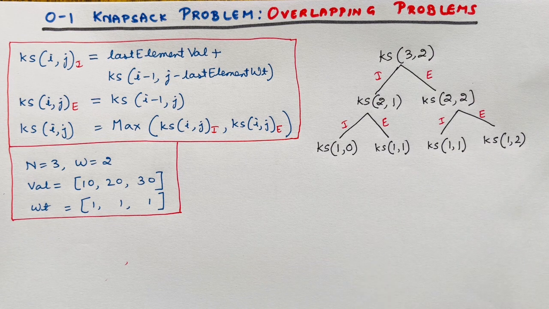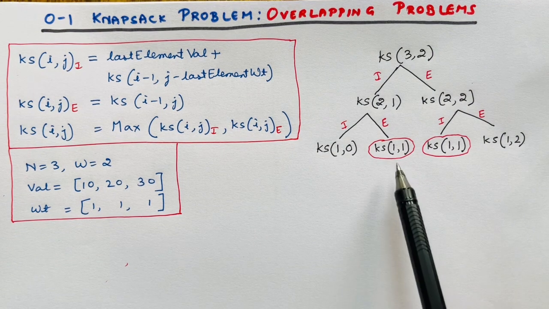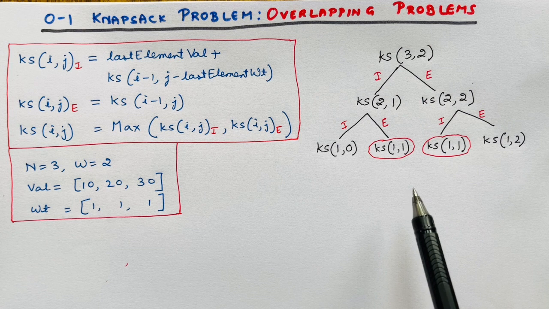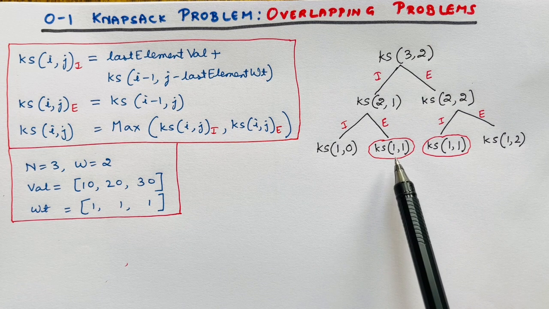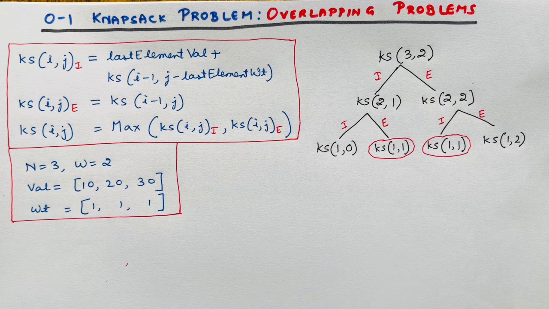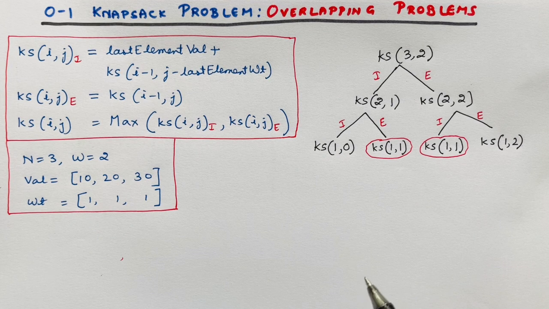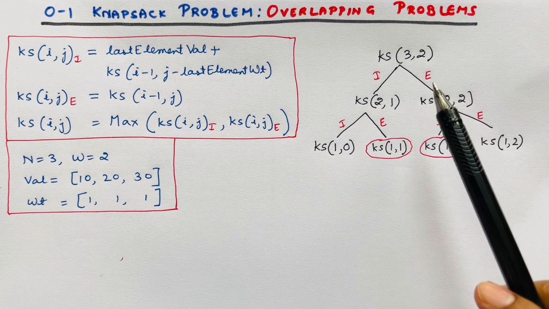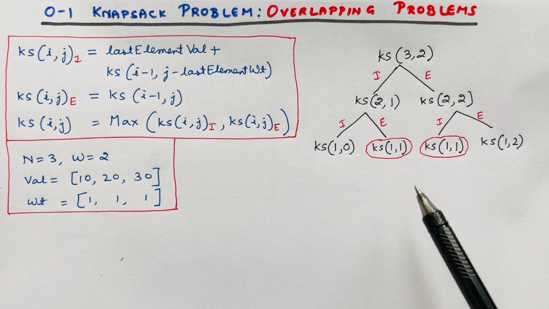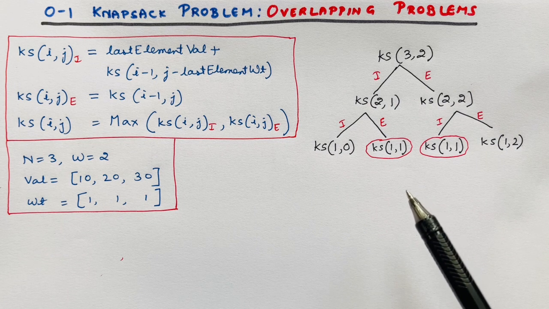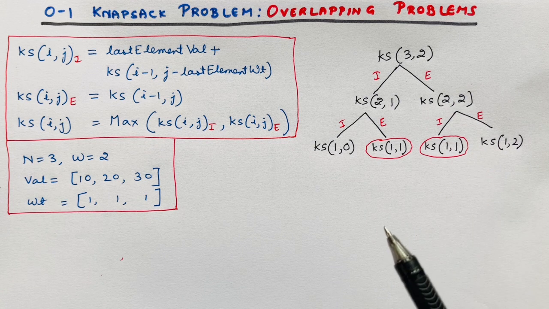Now what can we see here? We can see that we have the same problem, the same inputs, that we encountered twice in this recursion tree. What does that mean? This means that for the same input I equal to 1 and j equal to 1, we would be solving twice. This is not good, right? This is inefficient. And here the input was very small. If the inputs were very large, then we would see many overlapping problems, and every such overlapping problem would be repeated multiple times. And this would lead to gross computational inefficiency.